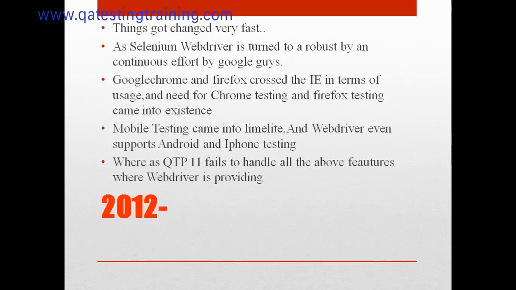And here comes the actual change in the market. From 2012, things changed very fast. Selenium WebDriver turned into a robust tool with continuous effort by the Google guys. For WebDriver implementation, all the browsers are active participants. That means in the Selenium implementation, the Google Chrome, Firefox, Internet Explorer, Safari and Opera teams are all partners of Selenium WebDriver. For example, tomorrow if some other version of Firefox is going to be released, Firefox, as I told, is a partner of Selenium. Those browser people are responsible for making sure that Selenium supports the latest Firefox browser.